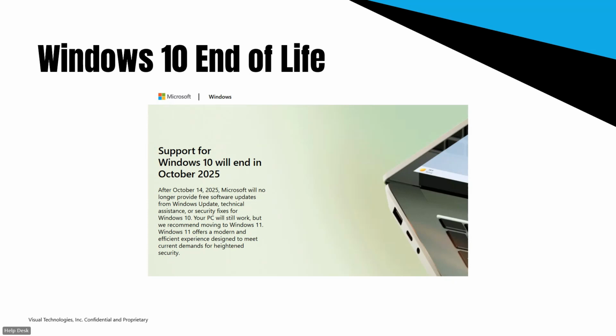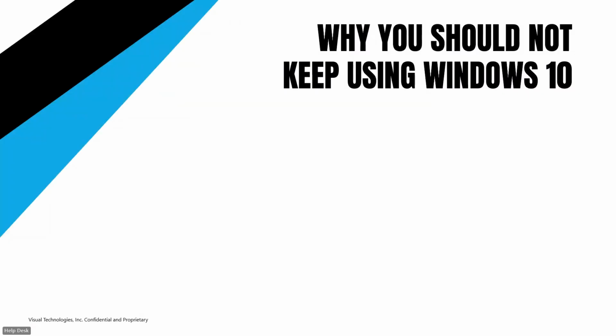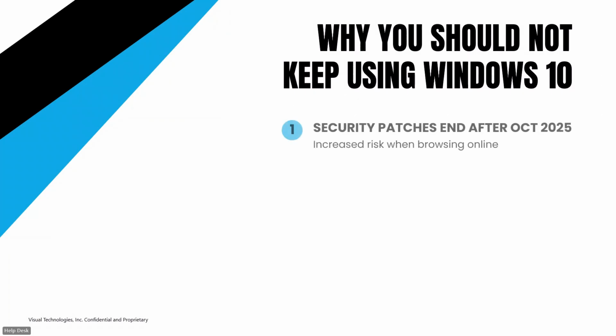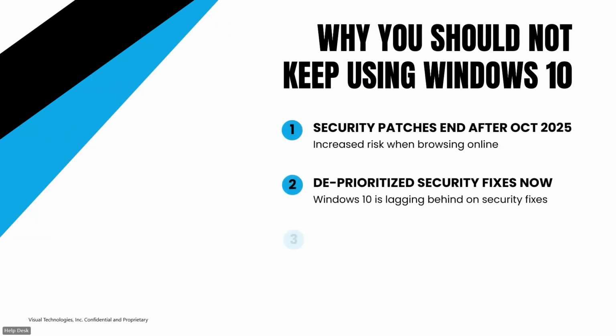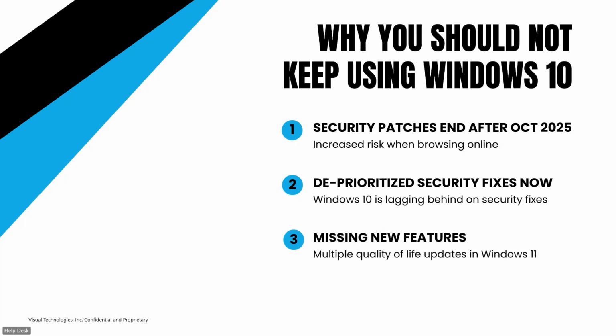Yeah, absolutely. All right, so there's a few main reasons why you really want to not use Windows 10 after its end of life. First and foremost is going to be security. Security patches will end for the Windows 10 operating system as of October 2025, which means that every month that goes by after October is going to increase your risk when you're browsing online. In 2024, Windows 10 had 1,360 vulnerabilities in total publicized by Microsoft. That is more than 100 per month. And of those vulnerabilities, 435 of them were remote code execution vulnerabilities.